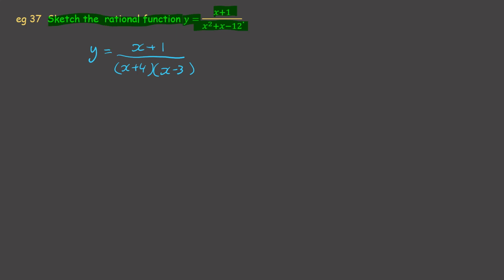So straight away the denominator tells us that the vertical asymptotes would be x equals negative 4 and x equals 3. The top tells us that y is equal to 0 when x equals negative 1. So we have an axis intercept at negative 1, 0, and that's the only axis intercept. For an axis intercept, the numerator has to be 0.